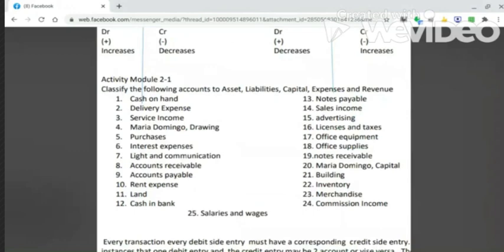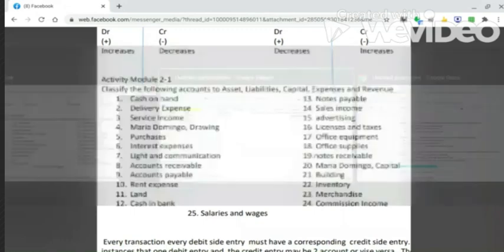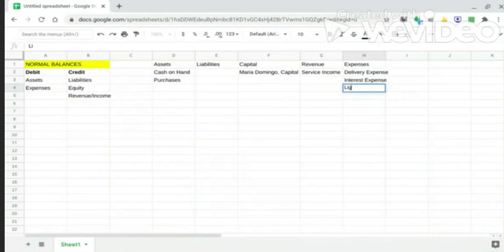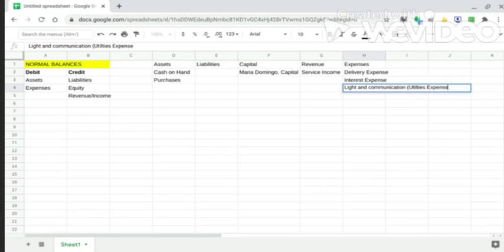Next is light and communication. So, gumagamit ka ng service dito, yung mga pailaw ni Meralco, yung pa-internet ni PLDT, or nung kung sino mang network. Pag nagamit mo, syempre, na-consume mo na yon, babayaran mo. So, these are still expenses. Light and communication. Pero there are times that in some books, these are called utilities expense.